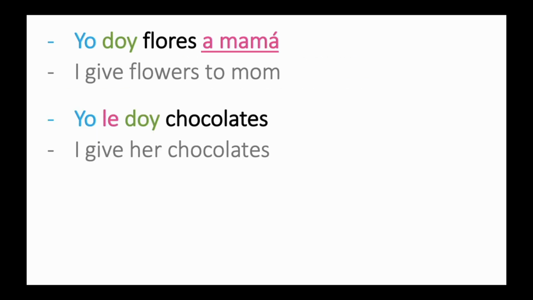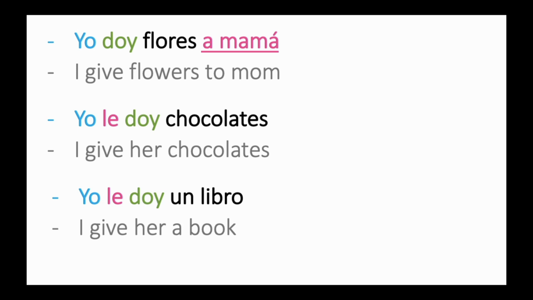Now, let's say that we all know now that we're talking about mom. So in my next sentence, I am just going to refer to mom as her. Por ejemplo, I could say, yo le doy chocolates. I'm no longer saying a mamá. I'm just saying I give her chocolates. That her is le. I give to her.